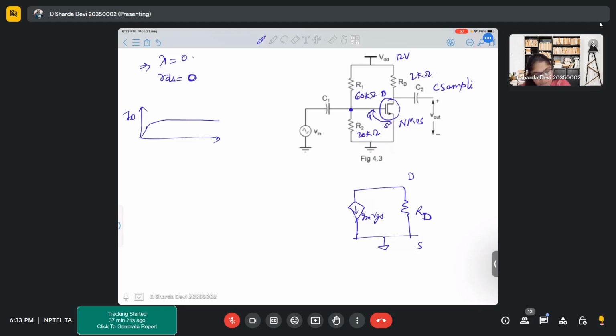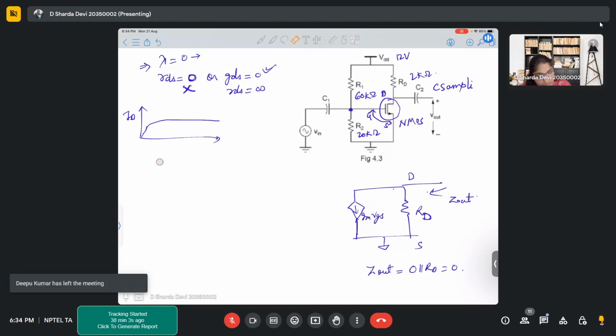So lambda equal to 0, does that mean RDS equal to 0, or infinity? GDS equal to 0, RDS equal to infinity. Yes, lambda equal to 0 means GDS equal to 0, not RDS equal to 0. Because if RDS would have been 0, your Z out would actually be 0, right? Yes, 0 parallel anything is 0. So RDS is not 0, rather GDS is 0, making RDS infinite.